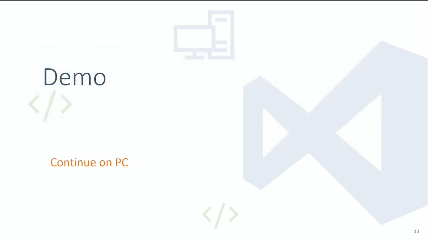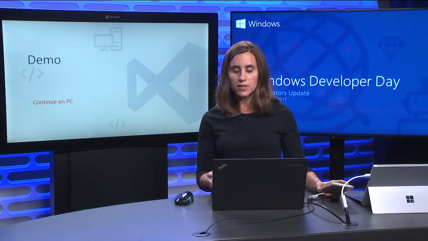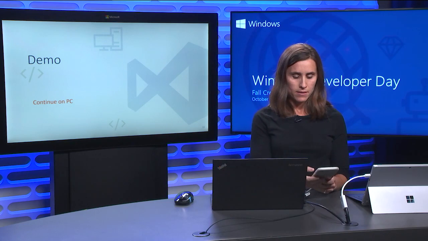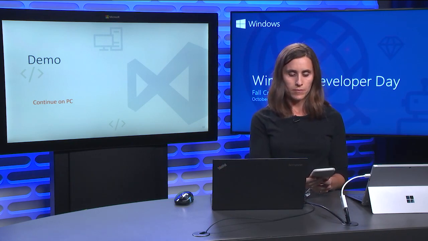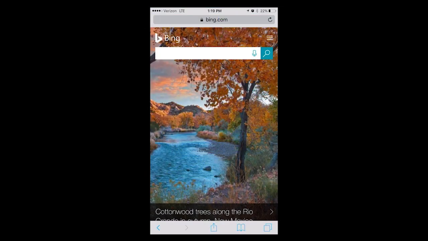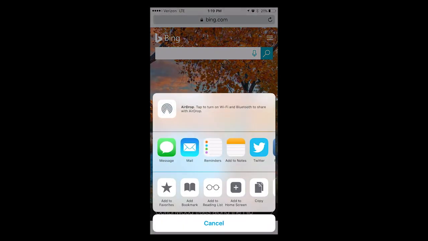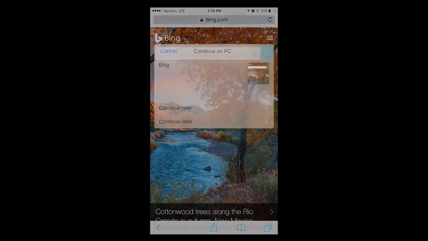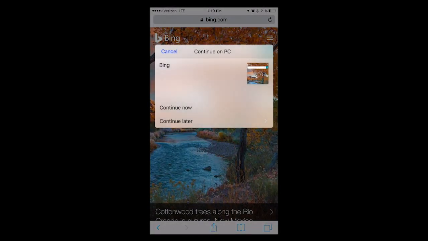Let me show you an example of an app available today called Continue on PC that is built on top of the Project Roam APIs. I'm switching to my iPhone. Okay, on my iPhone, I've browsed to Bing.com. Like I mentioned, we have this app available today, and I've already installed that on my phone. I'm going to navigate to the Share Charm and look for Continue on PC. When I select it, I have a choice to continue now or to continue later. I'm going to choose Continue Now.